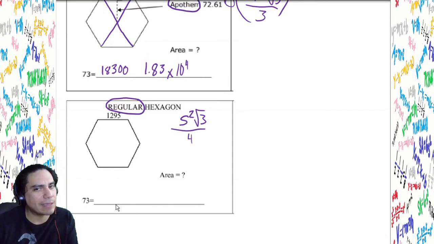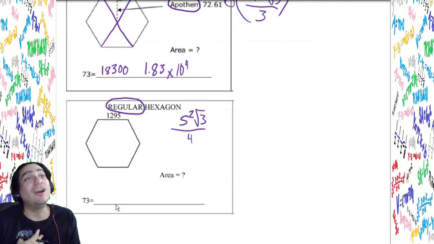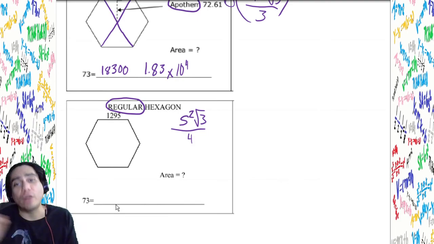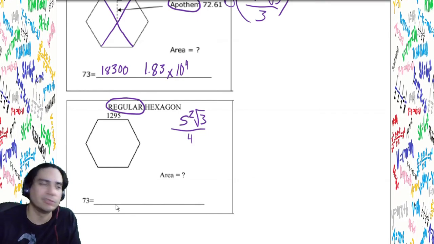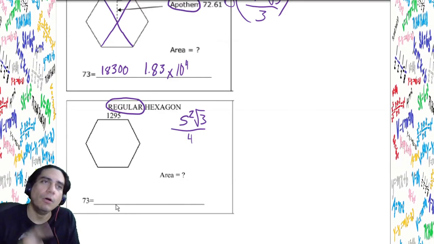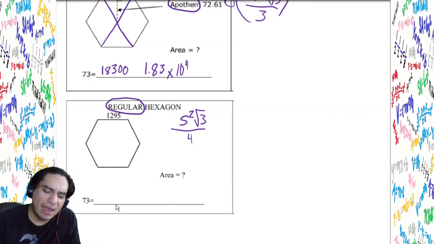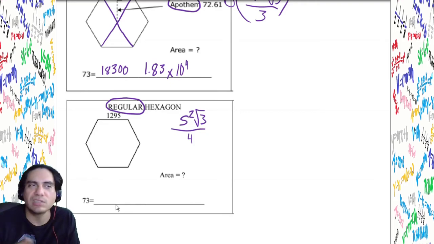Just because we got a hexagon doesn't mean we got equilateral triangles. Every hexagon I've ever drawn looks crazy. There is no way that any hexagon I've ever drawn has 6 equilateral triangles on it, because I can't do it. My hexagons look terrible. But once it says regular, then we have to see and assume. Now, we don't have to assume, it is. 6 equilateral triangles in there.